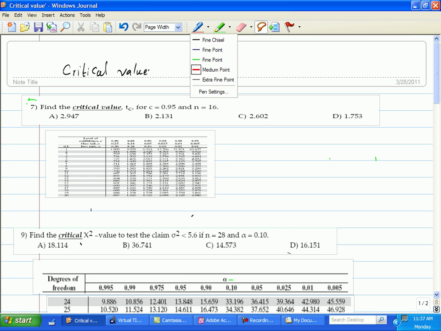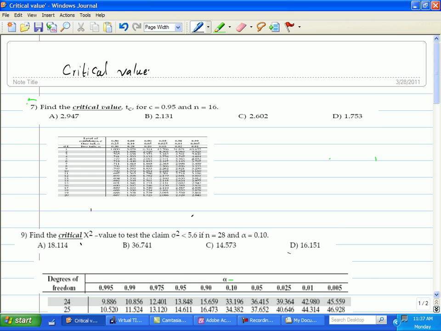Now we're going to do what we call the critical value. Basically the critical value will be a table value, and it could be table 4, 5 or 6. So the first one over here, find the critical value TC. TC is table number 5. So now we have C equal to 95%, and the degree of freedom is n minus 1, and that will be 15.